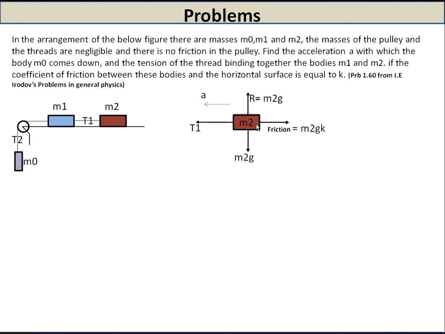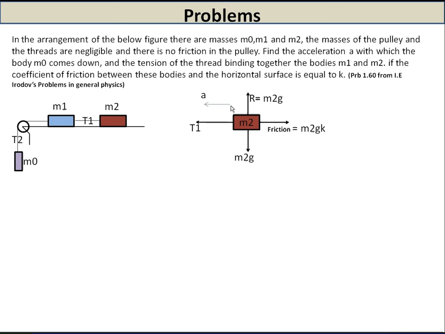Now let's see what the other forces are. The other force is the tension, which is caused due to this thread, which we have assumed as T1, and there is another force which comes into existence due to the friction between the mass m2 and the surface. The friction can be expressed as m2g, that is the reaction, into k, which is the coefficient of friction between these two bodies.